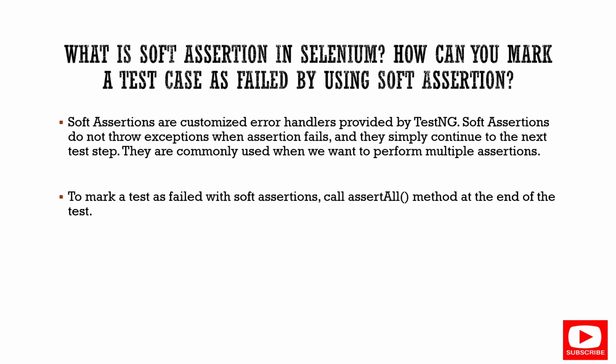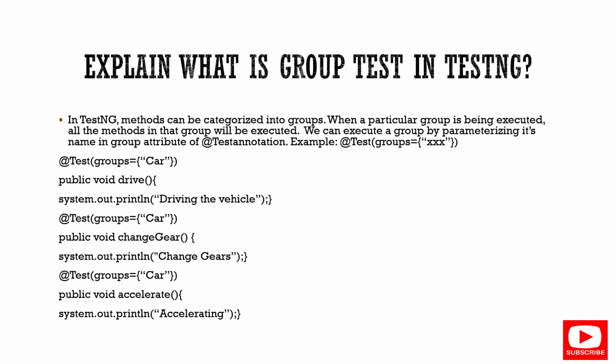But in a hard assertion, if you fail at any step, for example if you fail in the first test case, then the 9 other test cases will be skipped. Those test cases will not be continued and it will be aborted from there. So let's move to the next question.